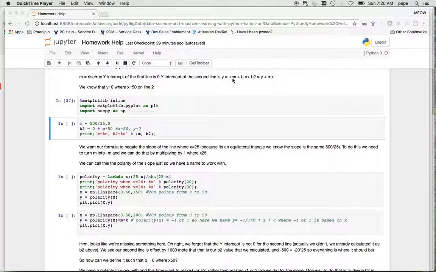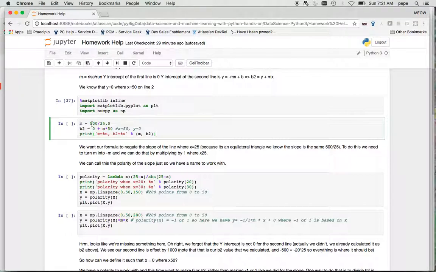To get there, what we did was we added mx to both sides of this equation, so y plus mx and mx plus negative mx plus b. Two mx's cancel each other out there, so we have b equals y plus mx. With that, we can then go and plug in the data point that we have. We know that y equals 0, where x equals 50, so we can use that data point to calculate b2.